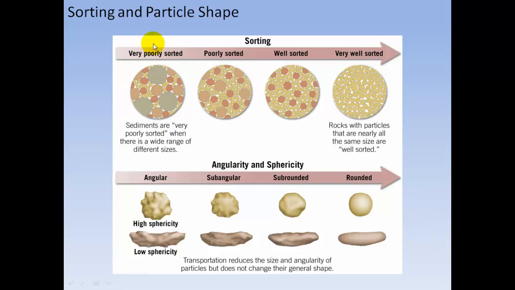So in this diagram, we go from very poorly sorted sediments of all different sizes. They gradually become very well sorted, all the same size. Then for the shape, highly angular, not very spherical, and gradually becomes rounded, or really smooth.